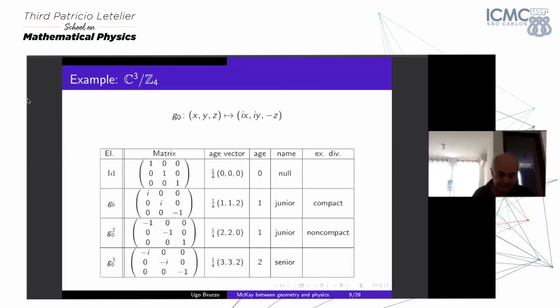So you see, for instance, for g0 squared, the three numbers are 2, 2, 0. In this case, r is clearly 4, and therefore the age is 1. For g0 cubed, the three numbers are 3, 3, 2, and you get that the age is 2. So this is the only senior class.